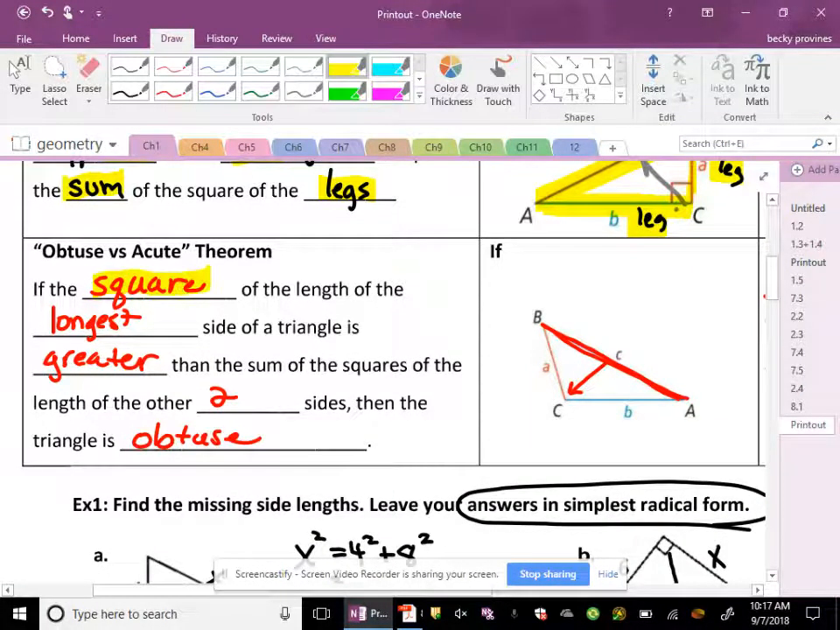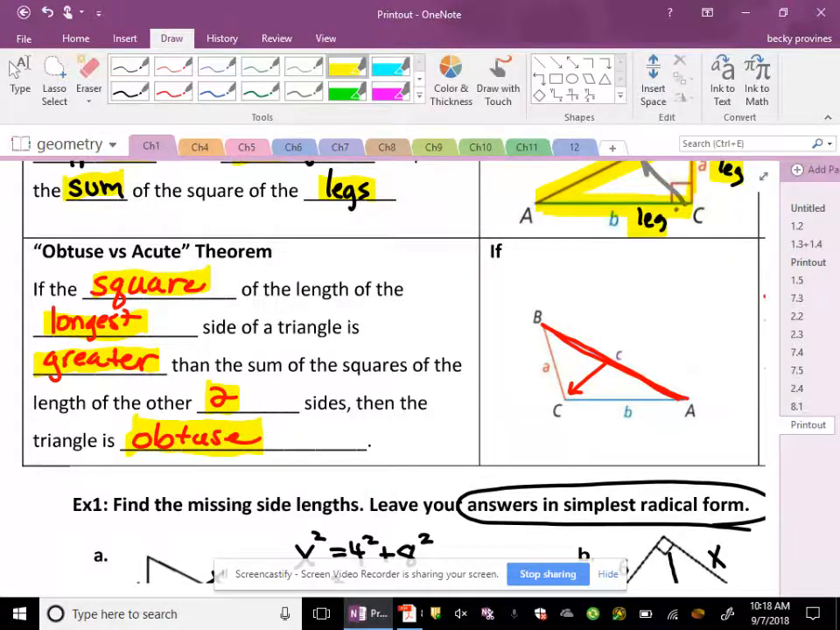So if the square of the length of the longest side of a triangle is greater than the sum of the squares of the lengths of the other two sides, then the triangle is obtuse. So what we're trying to do here is, if I only give you side lengths and I don't give you a picture, can you tell me whether it's right, acute, or obtuse?